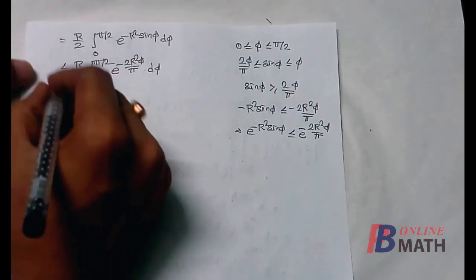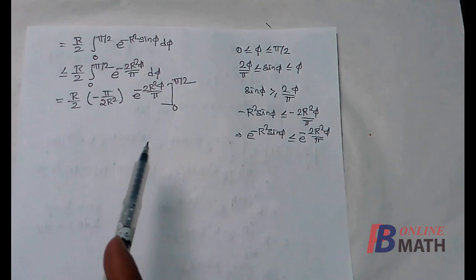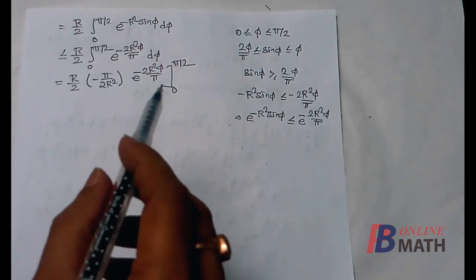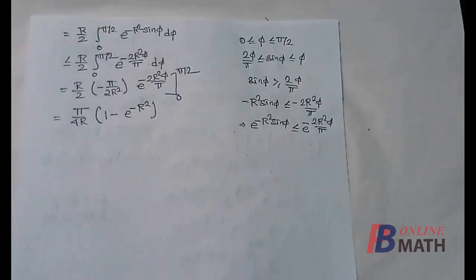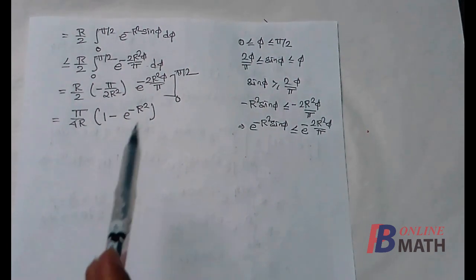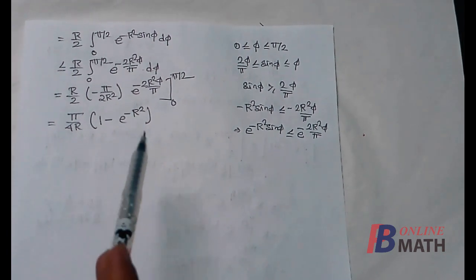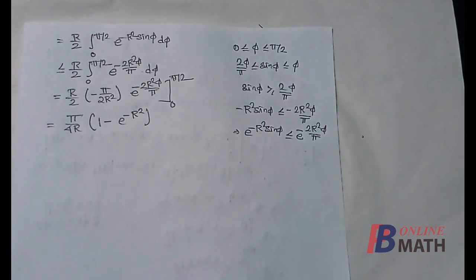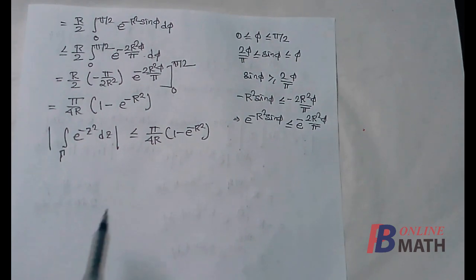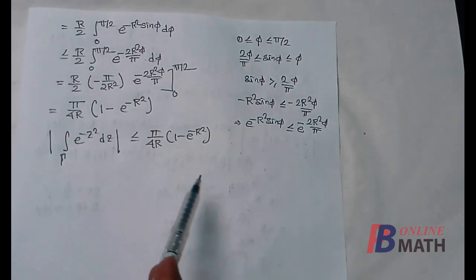Now we can integrate it. After the integration, the integral becomes this. Now we may replace the limits for φ. After replacing the limits and after rearranging, we find that the integral is π/(4r) times (1 − e^(−r²)). So here we write, this is the result we have obtained. The modulus of this integral is less than or equal to this one.